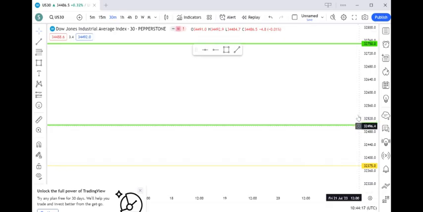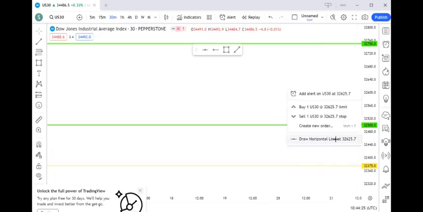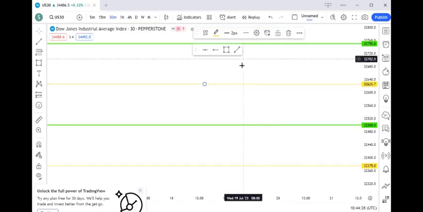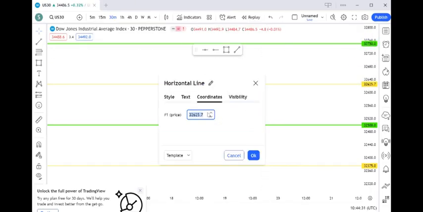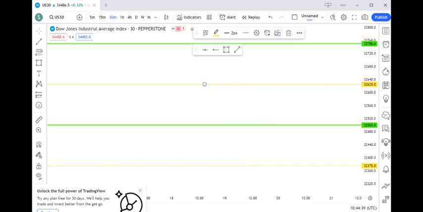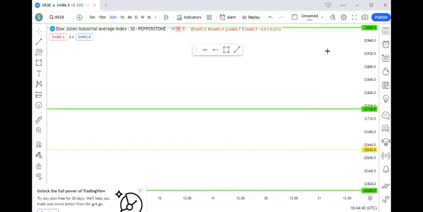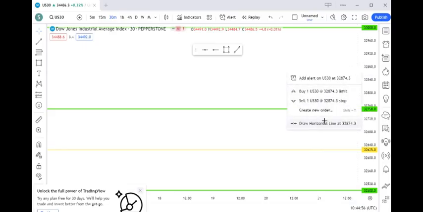Next key level, 32,500. So we're adding 125, 32,625. Let's go. Okay, we click on the line, settings, coordinates. We're in and we lock. We do this all the way to the top. So next key level, 32,750. We want 32,875. We're adding 125 points.